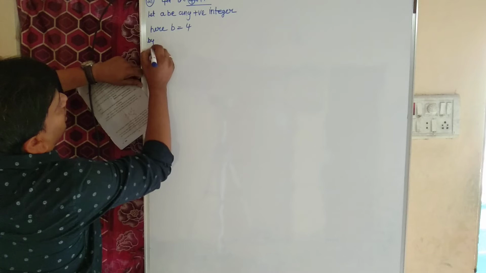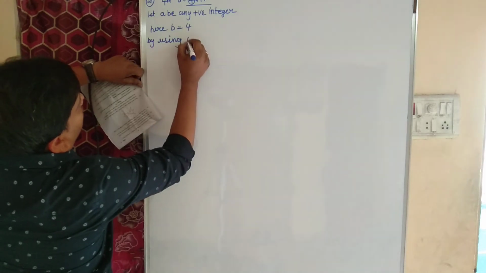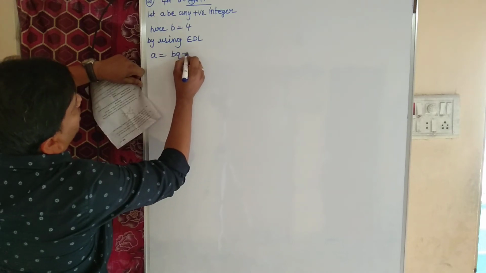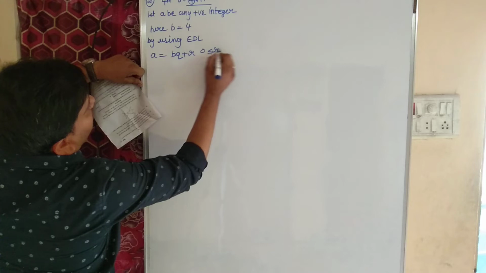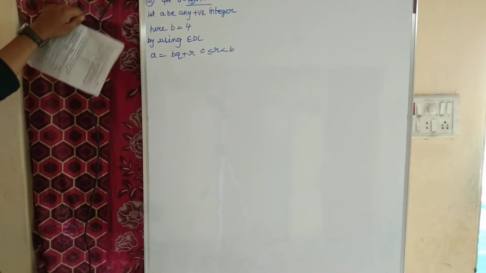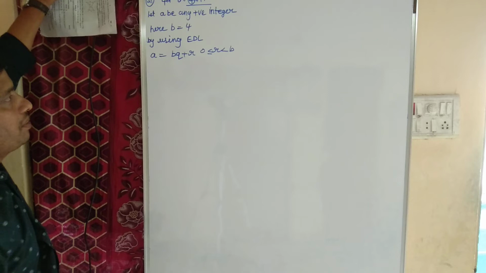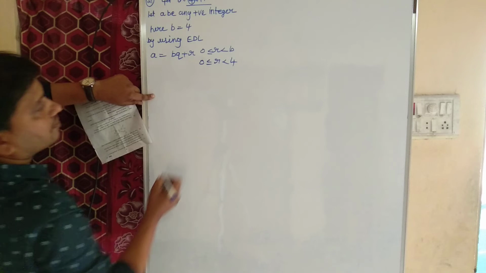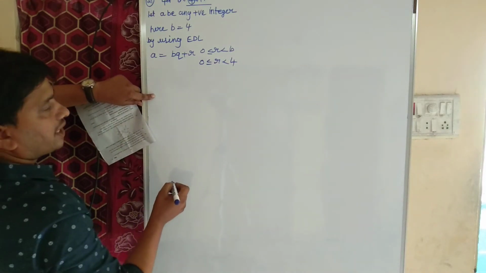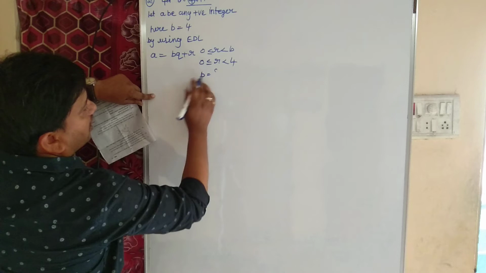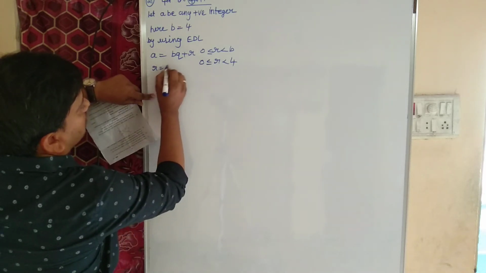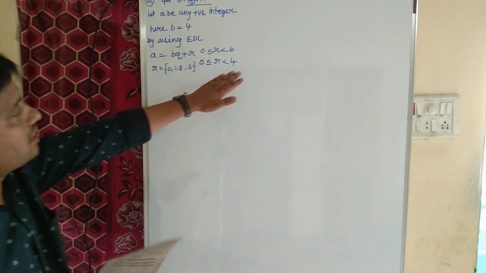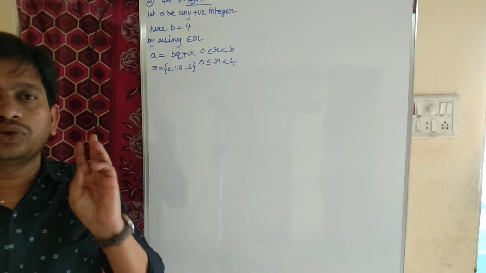Now by using EDL, what is EDL, children? a equal to bq plus r, where r must lie between 0 and b. So 0 less than or equal to r less than, what is the value of b, children? As the value of b is 4, therefore r takes the values 0, 1, 2, 3. Less than 4 means 0, 1, 2, 3.